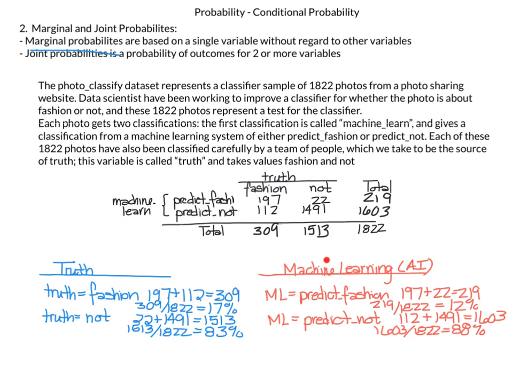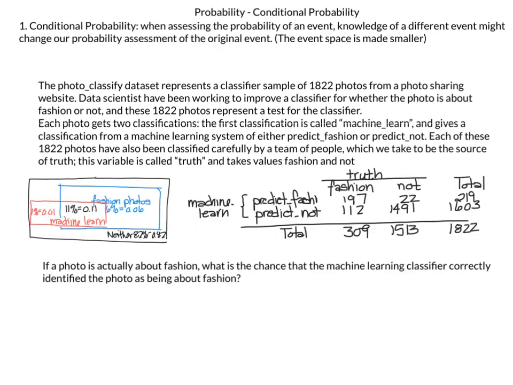Our marginal probabilities for machine learning: predict fashion was a total of 219 divided by our total number of photos, which is 12%. Predict not fashion was 1,603 divided by our total 1,822, which is 88%. Our first question is, if a photo is actually about fashion, that is, truth is equal to fashion, what is the chance that the machine learning classifier correctly identified the photo as being about fashion?